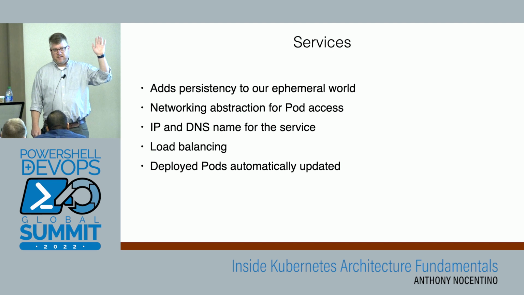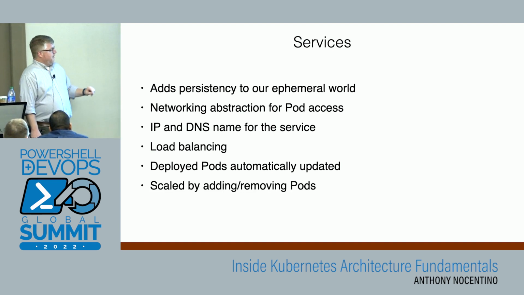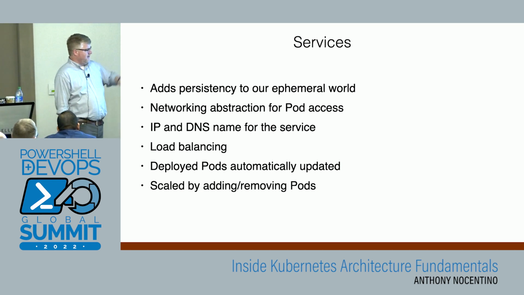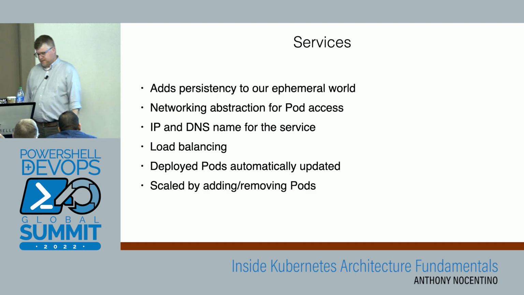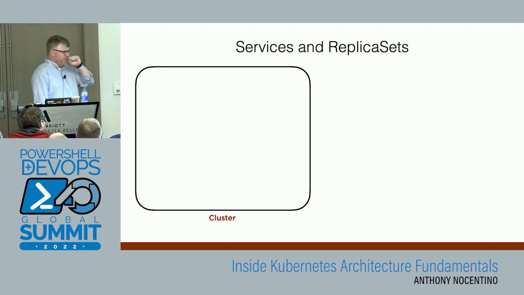Who's ever opened a ticket to the networking team when they deployed a web server that says, I need to add this web server to the load balancer? Anybody done that? That goes away in Kubernetes because of the way that it manages the application state. And services can be scaled by adding and removing, and will be automatically updated. So we no longer have to get in the business of opening tickets with the networking team. Cool. So let's see it in action.